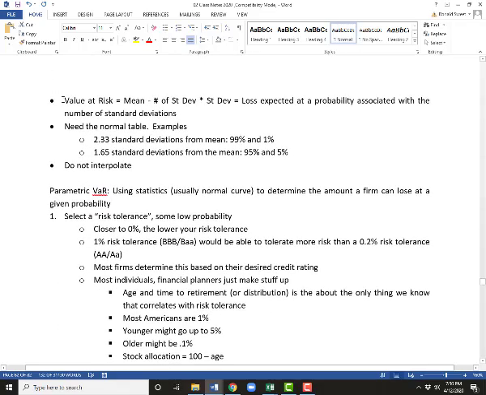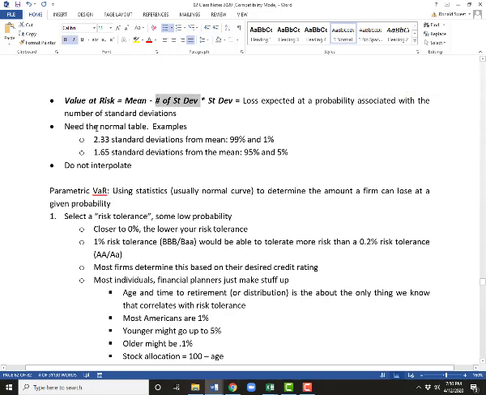All right, so here's the formula. This is the important part. This is what we're going to use. Value at risk equals the mean, that's the average, I'll give you the average, minus the number of standard deviations, that's a number we're going to pull from the table, times the standard deviation. The standard deviation is given. So I give you the mean, I give you the standard deviation. I don't give you the number of standard deviations, I give you the probability. The probability I give you will equate to some number of standard deviations.